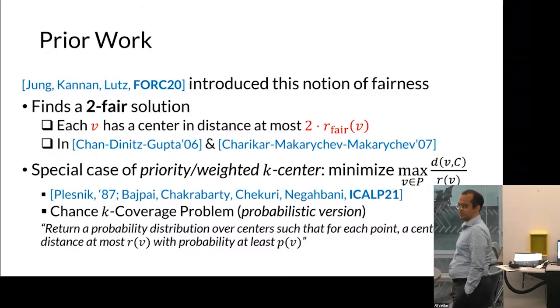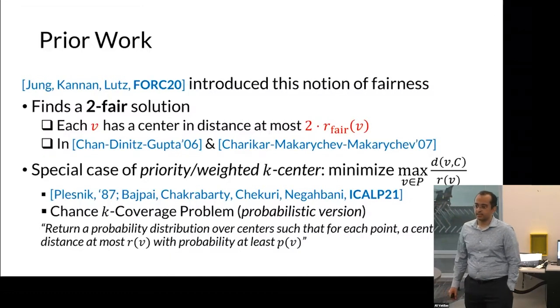Did that answer the question? This RV is different from the L over K. Yeah, in this priority or weighted center case, you can pick any radius, any RV can be anything. It's not the same R for everything.